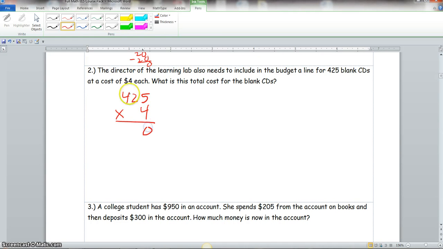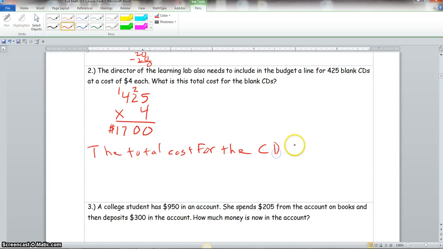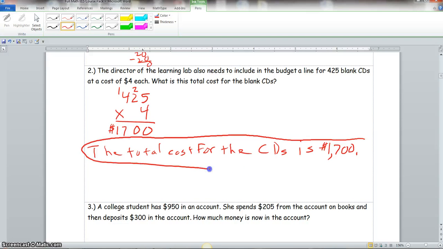4 times 5 is 20. Bring down your 0, carry your 2. 4 times 2 is 8, plus 2 is 10. Bring down your 0, carry your 1. 4 times 4 is 16, plus 1 is 17. So remember, this is $1,700. So the total cost for the CDs is $1,700. And that is your final answer.